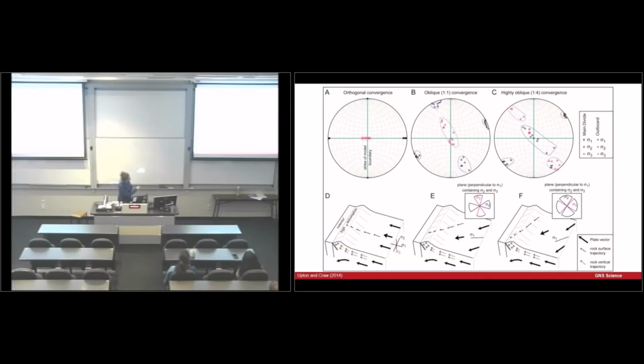But as the model becomes more oblique, sigma 1 rotates because this vector's changing. So sigma 1 is moving from here to this and this. But what's more interesting is that sigma 2 and sigma 3 start to rotate. So what we see here is that these two start to rotate, and it's purely due to this change in the plate vector. And by the time we get to the New Zealand situation, the Southern Alps situation, we have areas in the main divide where they've completely flipped.